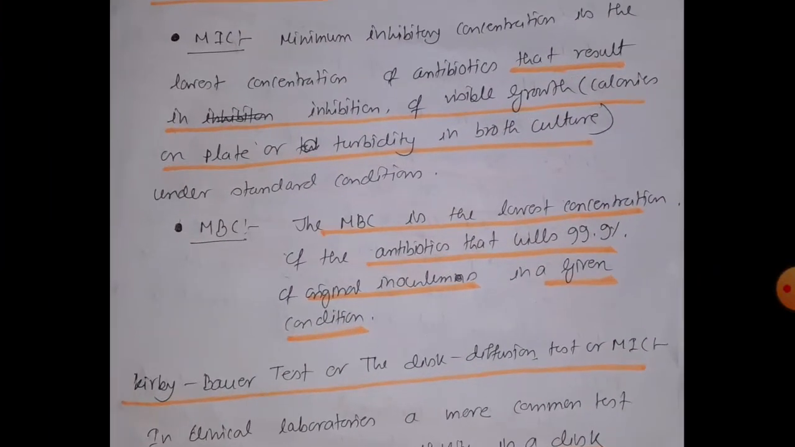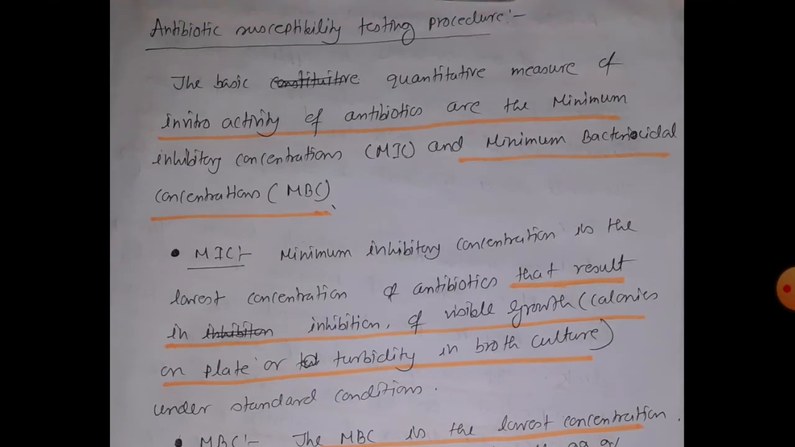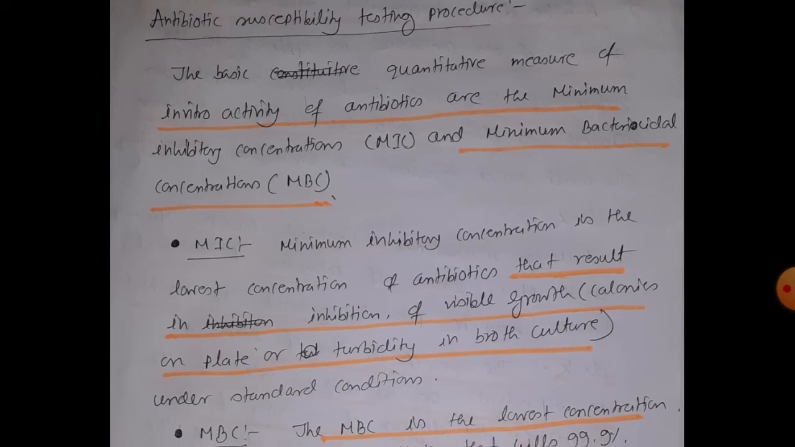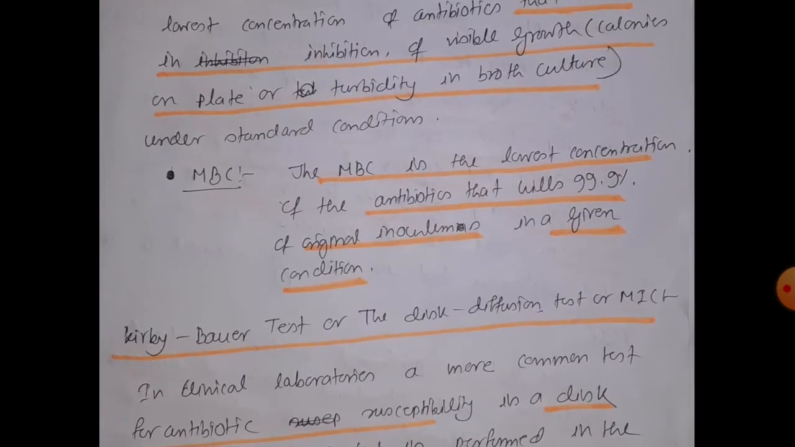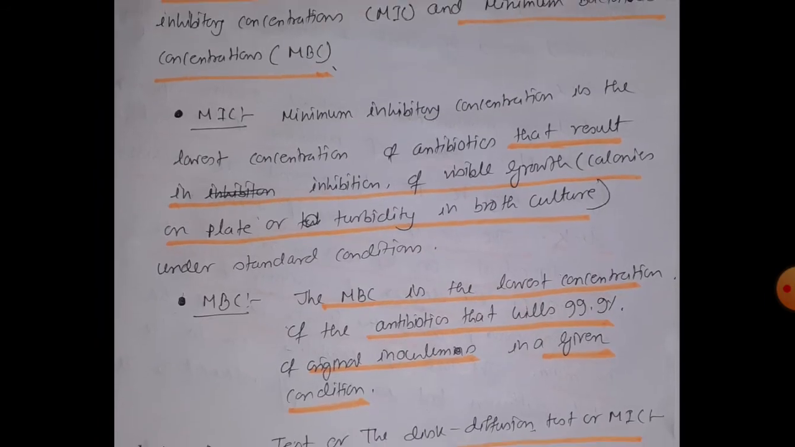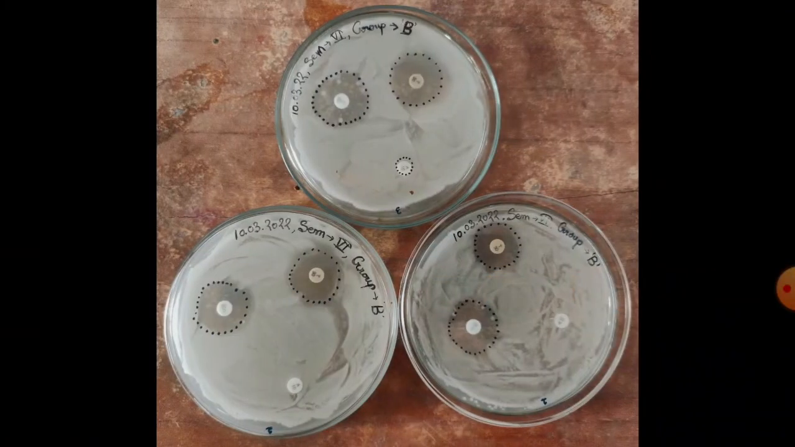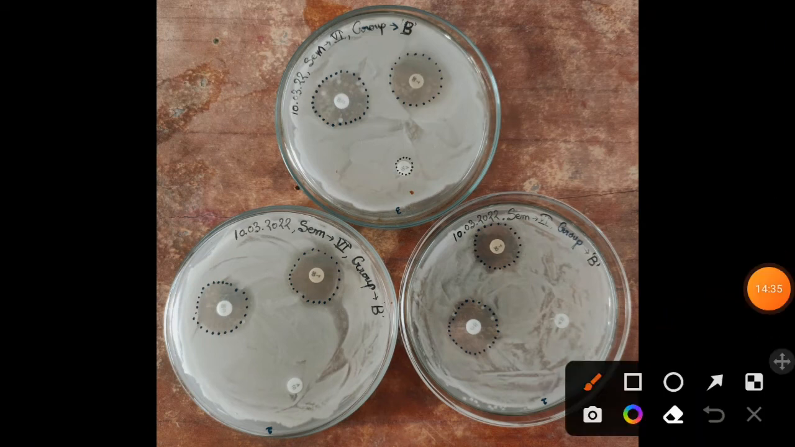So in short, we are using MIC and MBC for antibiotic susceptibility testing. That means finding which antibiotics are effective against which microorganisms. These techniques were developed to know which microorganisms have bacterial resistance, and as a result what kind of antibiotic we should choose to destroy them. The first one is MIC, in which we can perform the disc diffusion test, also known as the Kirby-Bauer test.